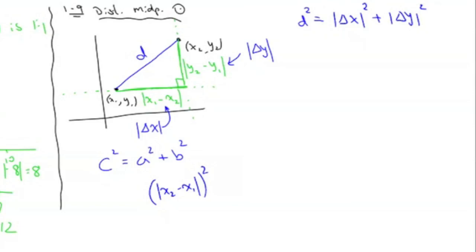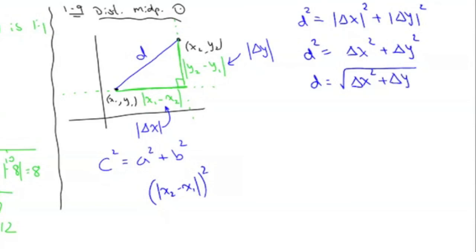Okay, what does the absolute value do to a number? It makes it positive. If you square any number, it makes it positive. Do I have to make this number positive twice? No. Which one can I get rid of without changing the answer? The absolute value. So this turns into the distance squared is equal to change in x all squared plus change in y all squared. And then take the square root.